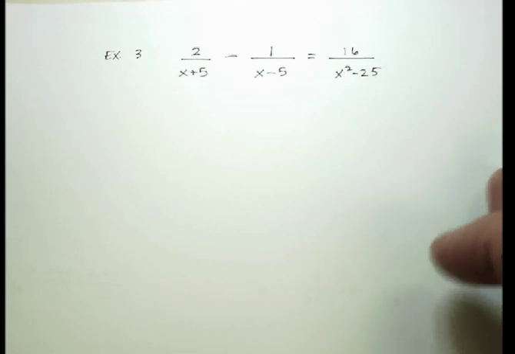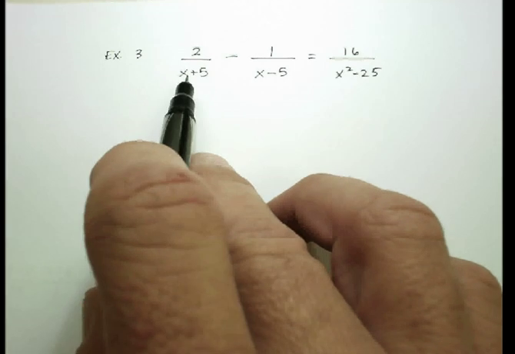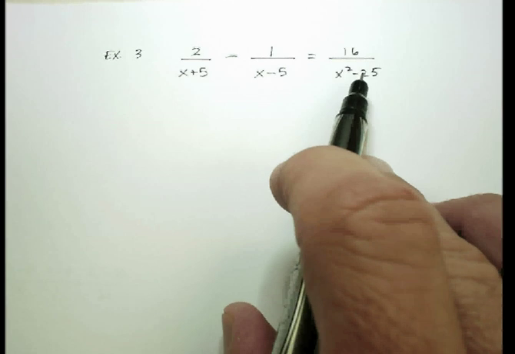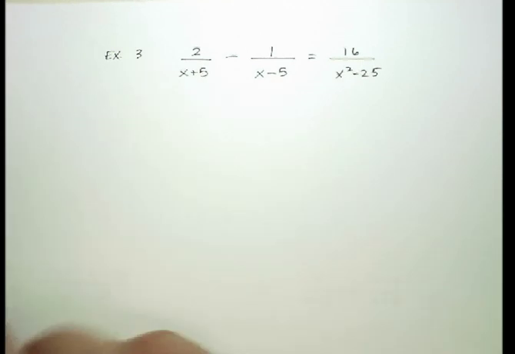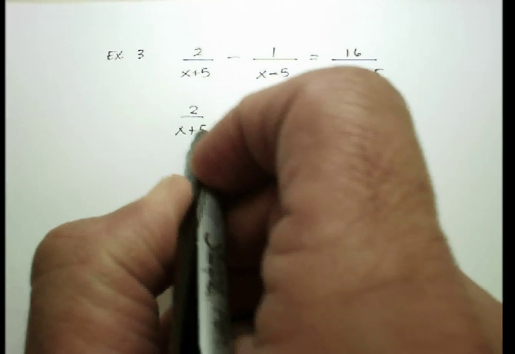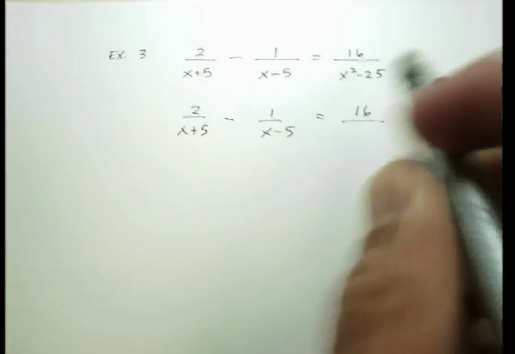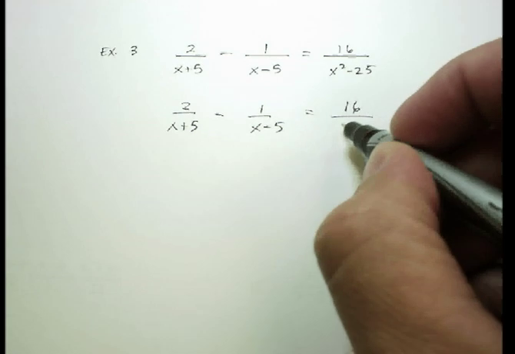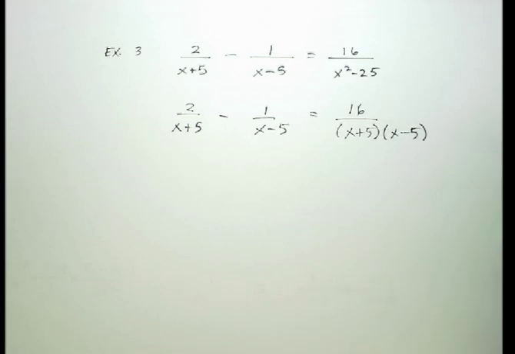Okay, now when I look at this one, I've got something a little bit more complicated, right? I've got a binomial here, a binomial here, and then I've got a difference of squares, another binomial here. I'm going to have to factor this first before I can figure out how to make the bases all the same. So let me just rewrite this first part. And I'm going to factor, you have to remember how to factor a difference of squares. Well, in this case, it's going to be x plus 5, x minus 5.